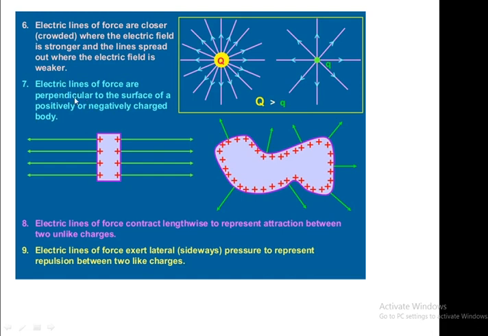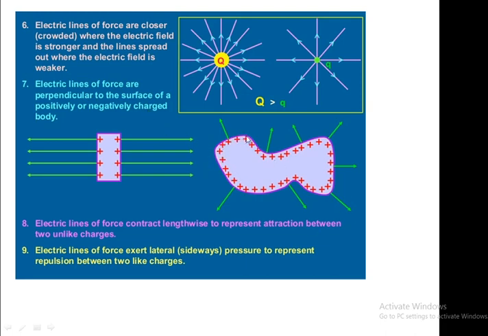Electric lines of force are perpendicular to the surface of a positively or negatively charged body. Here you see a conductor which is given a positive charge. You see electric field lines are perpendicular to the surface. The surface is normal to the charge. This picture will give you more idea about that statement.